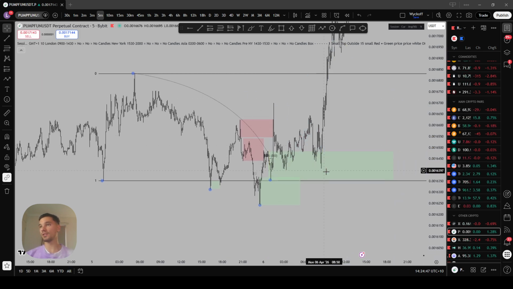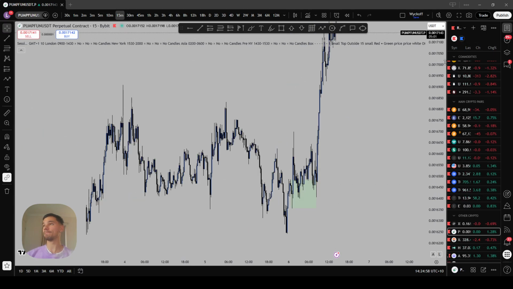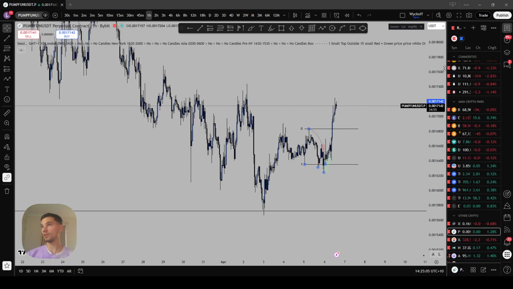But it's good to see that the system works. That is the best thing for confidence as well. It is really good to see that the system works. You just have to be on the chart at the right time and pre-plan it effectively. So yeah, that is pretty much Pump Fun at the moment.